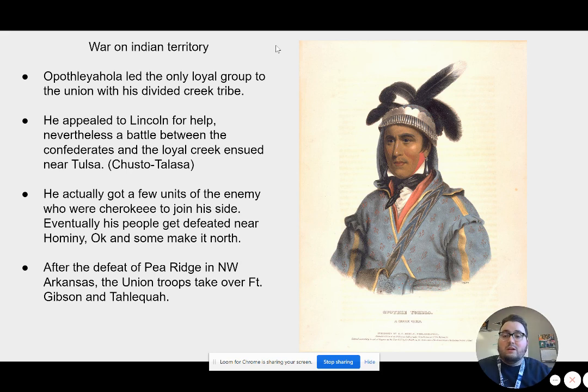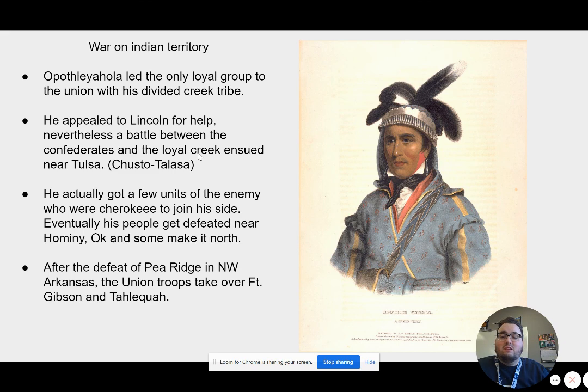So it's a pretty sad thing, but it's also kind of interesting to know that the second battle, Chusto-Talasah, took place around the Mohawk Park area of Tulsa, they think. There's some debate into that, but it's a pretty sad story about Apothleyohola.